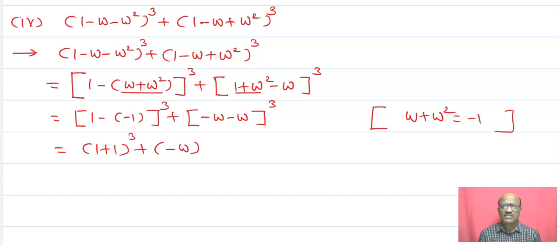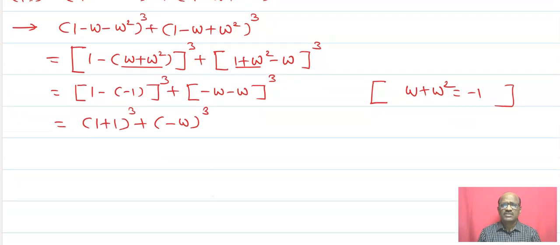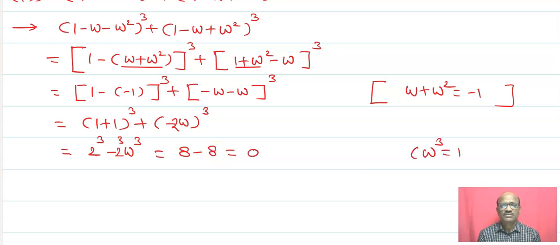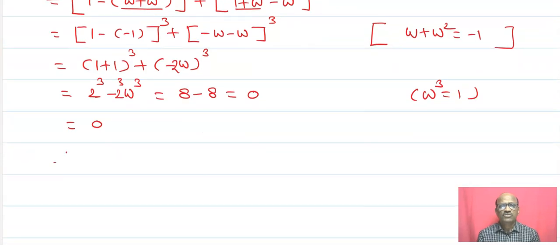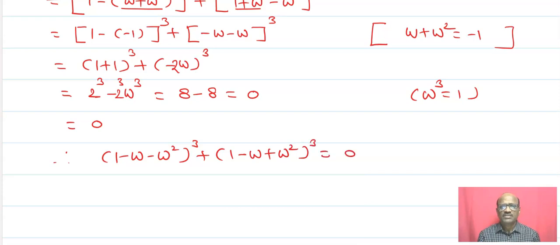That is 1 plus 1 bracket raised to 3 minus omega raised to 3, that is 2 raised to 3 minus omega cube. But what is the value of omega cube? It is 1, so 8 minus 1 is equal to 7. That is 2 raised to 3 and omega raised to 3, that is 8 minus 8, which is equal to 0. Therefore, 1 minus omega square bracket cube plus 1 minus.